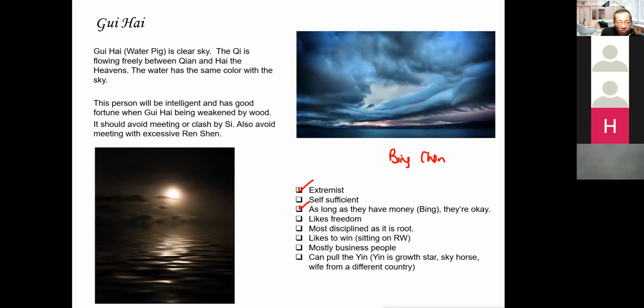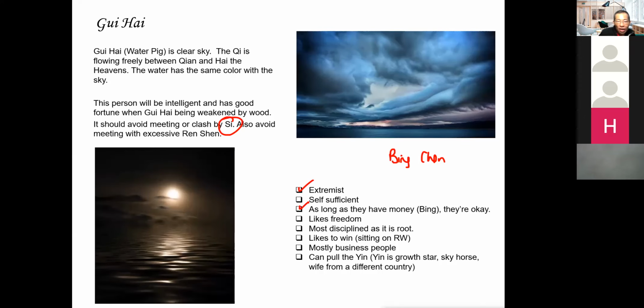See whether it's ever in the luck pillar. If it's in the luck pillar, then they will also fare very well, very prosperous. If they don't, then sometimes they have health issues, they're emotional, and they are like a rolling stone that gathers no moss. And also the clash by the pig. The pig and snake clash is always very bad. So the Gui doesn't like to see the snake.